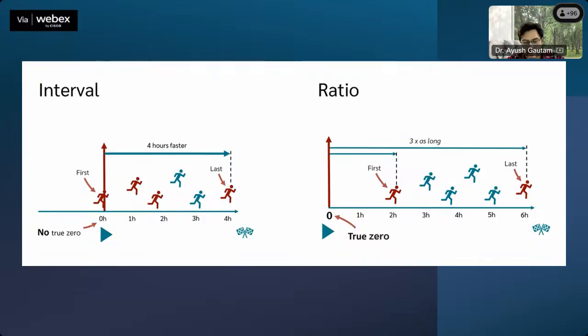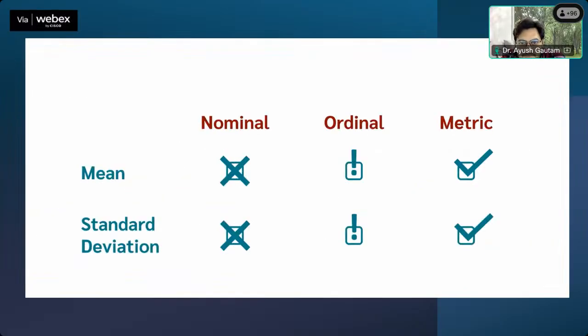कोई बता सकता है the difference between interval data and ratio data? Interval data is equal amount of time difference, like 1 hour or half hour. Not exactly. Okay, let me explain.